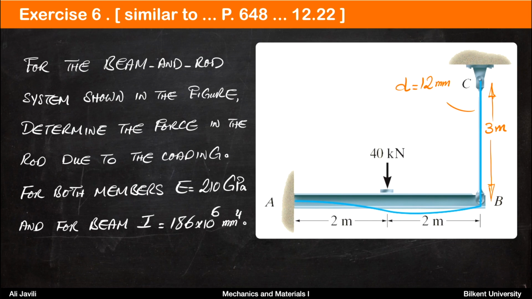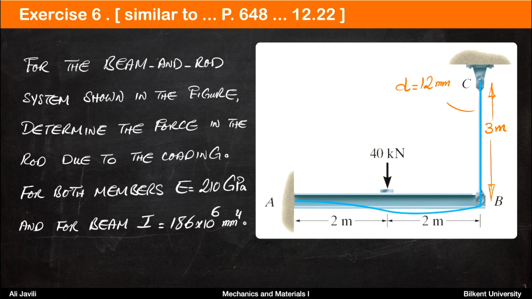Exercise 6 and the last exercise of today's lecture is similar to problem 12-22 on page 648. For the beam and rod system shown in the figure, determine the force in the rod due to the loading. For both members, elastic modulus is given as 210 gigapascal, and for the beam, the moment of inertia I is 186 times 10 to the power 6 millimeter to the power 4.